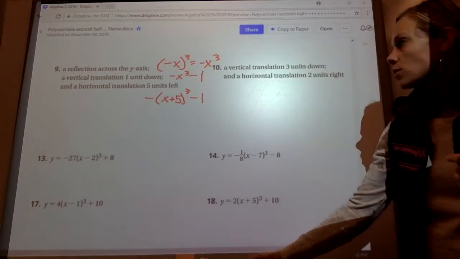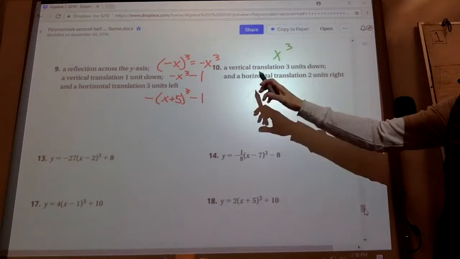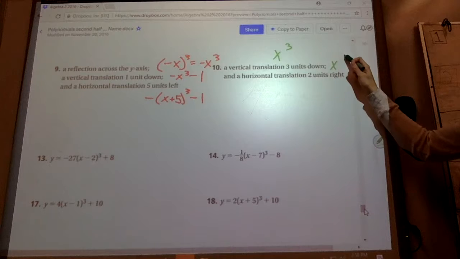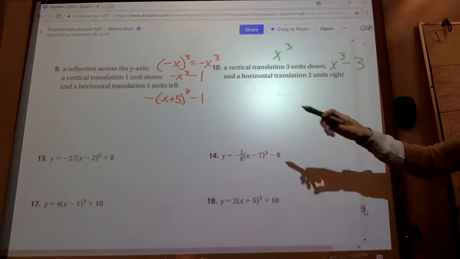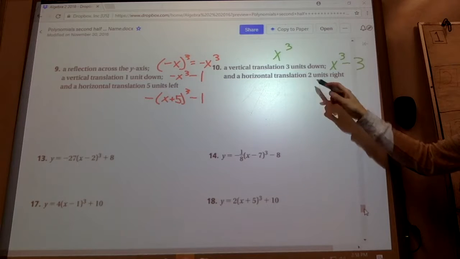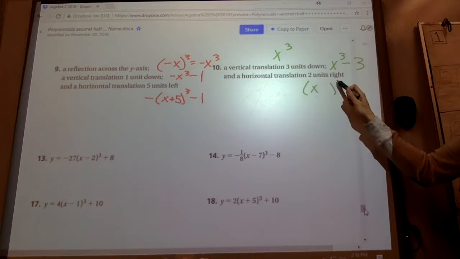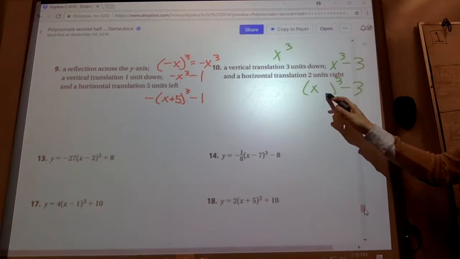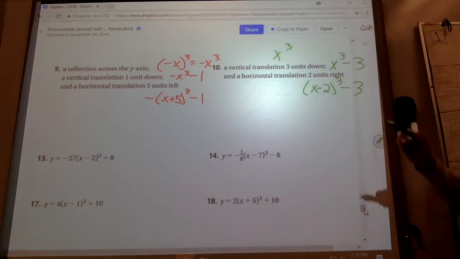So again, x cubed is my function, and I want to go 3 units down. So what do I do with x cubed? Minus 3, very good. And then I want to do a horizontal translation 2 units to the right. So again, just the x, right, gets changed. And what do I do in those parentheses? Subtract 2 to go 2 units to the right. Good.